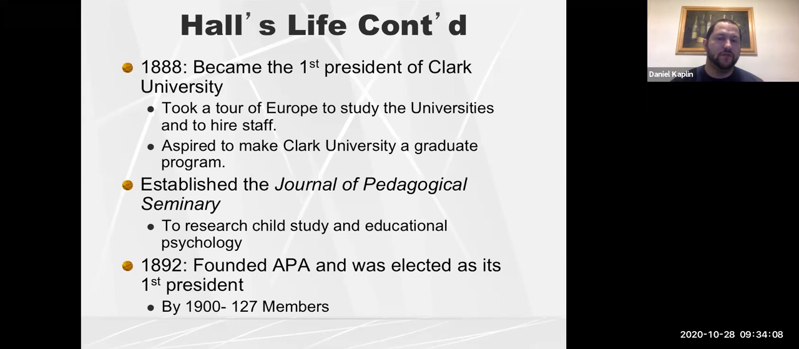Interesting to note, in 1900, there were 127 members of the American Psychological Association. Today, there's over 100,000. So psychology in its infancy was very small, but psychology today and the application of psychology is so robust. So I think it's remarkable that psychology has grown by a factor of 1,000.